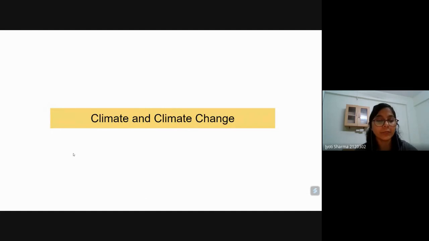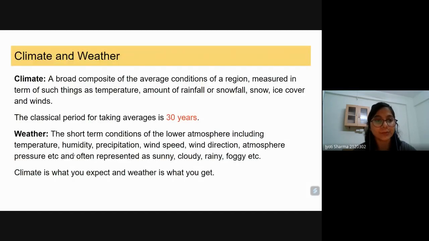Okay, so we have already talked about the general circulations. We already have talked about the atmosphere. So the next and final part is climate and climate change. What is climate and what is happening with the climate change? So let's talk about the difference between climate and weather.